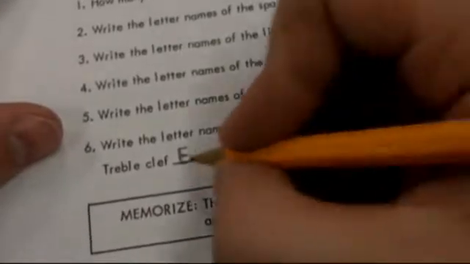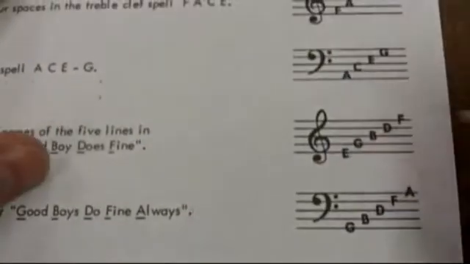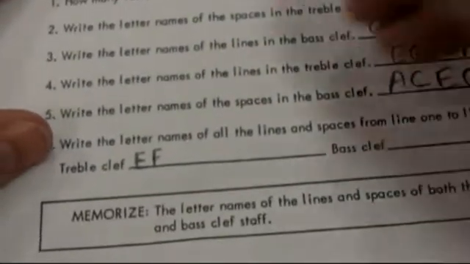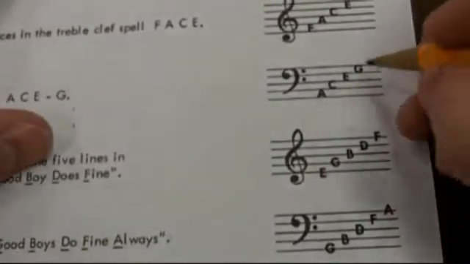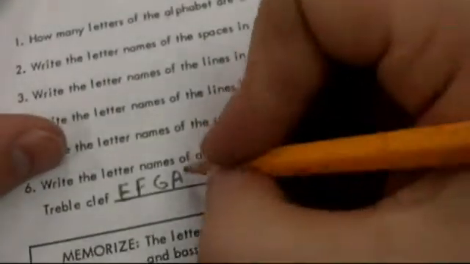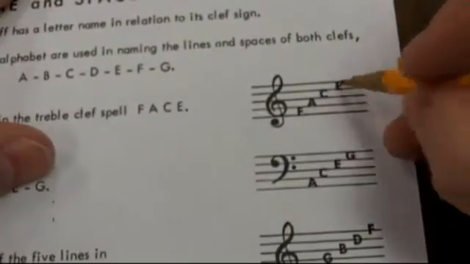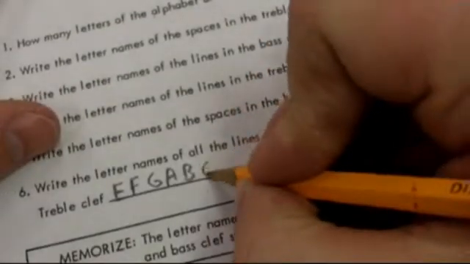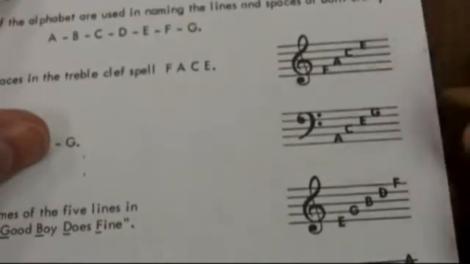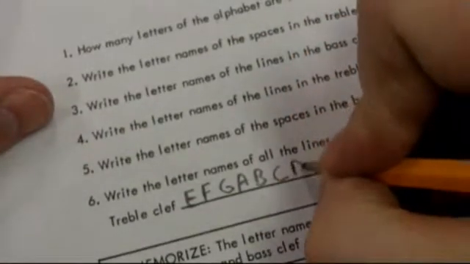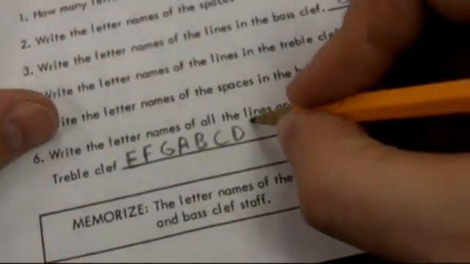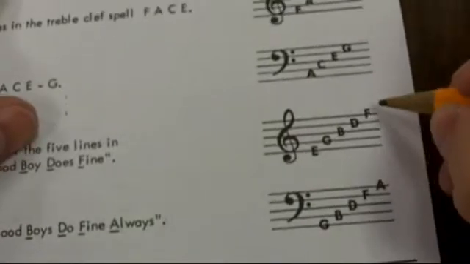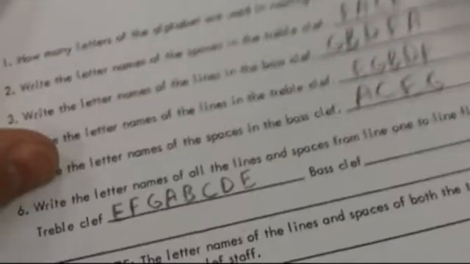Okay? Now we have to go to the second line, which is G. And now the second space, A. And now the third line, there, it's B. And the third space, C. And now the fourth line, D. And the fourth space, E. And last, we go to the last line. Okay, line 5. That's F.